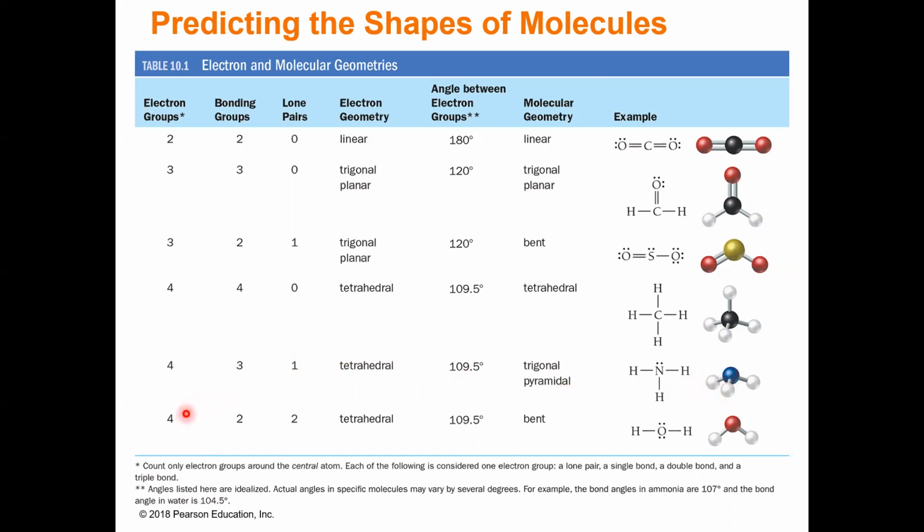And in the case where we have 2 bonding domains and 2 lone pairs, the electron domain geometry is still called tetrahedral because it's still 4 electron domains overall. But when we only have 2 out of those 4 are actually coming from bonding domains, we call the molecular geometry bent. And the bond angle reduces a little bit more now than the 109.5 degrees. It is now going to be an angle of 104.5 degrees. And remember that this angle is between your different bonding domains.